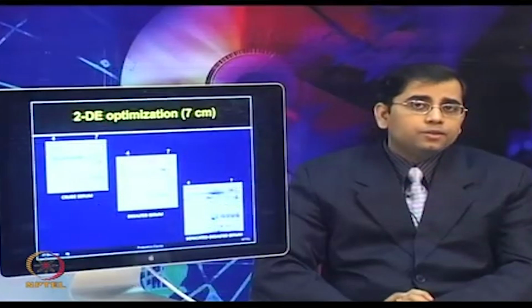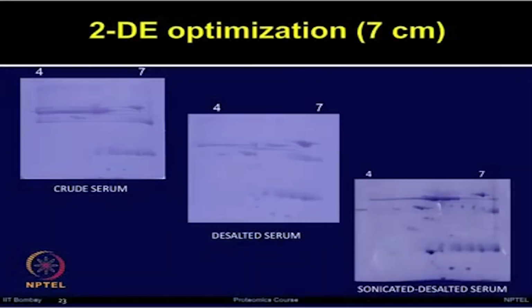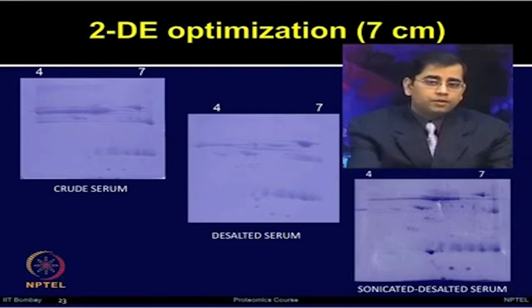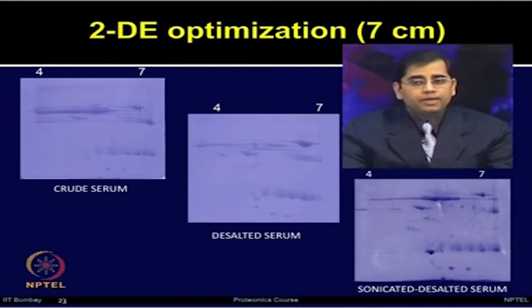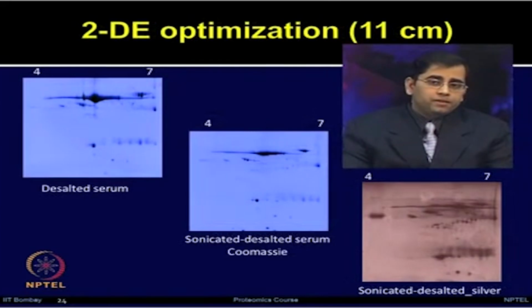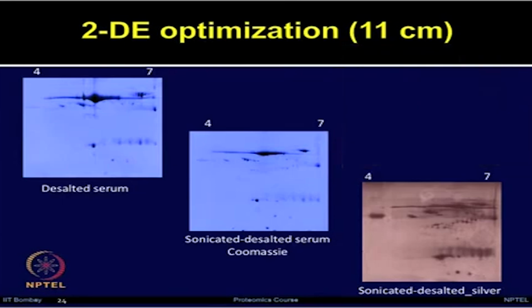We also tried to see how many proteins we can separate on the small gels. As expected, the small gel of 7 centimeter cannot provide a very large number of proteins, but even these gels can be used for the standardization process. As you can see, going from the crude serum to the desalted and then finally sonicated and desalted gives us better coverage of the proteome. We tried the same with the larger 11 centimeter strip, and it was again quite convincing. Then we moved on to the very large 24 centimeter strips for the clinical studies.